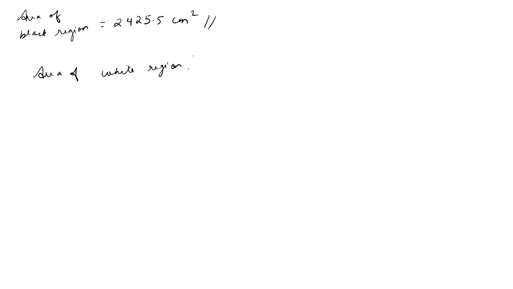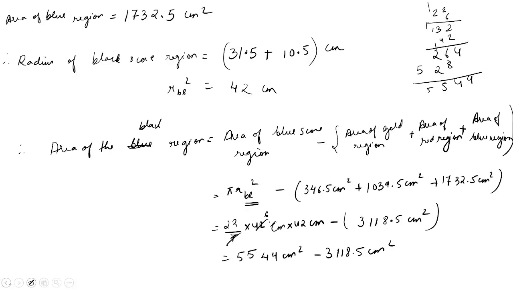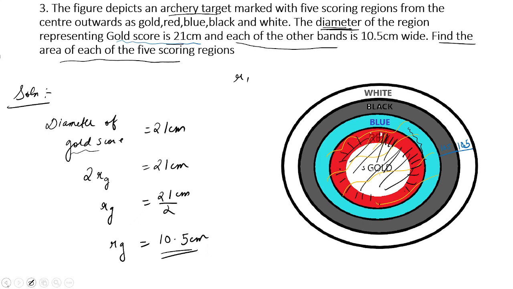Now you find out the area of white region. This will be homework. It's very simple, you know, right? The radius of white region is going to be 42 plus 10.5, so this will give you 52.5. So see what we're doing here, and you try to find out the rest.